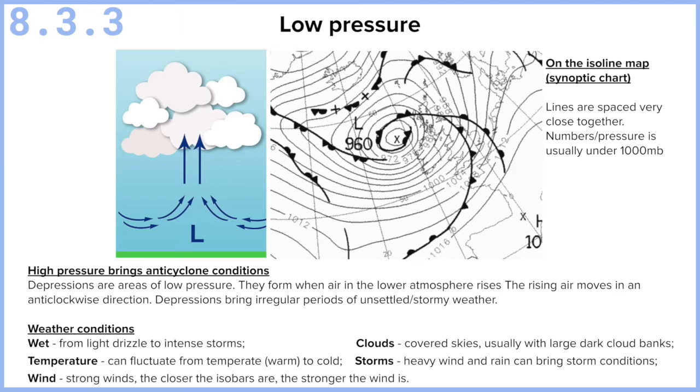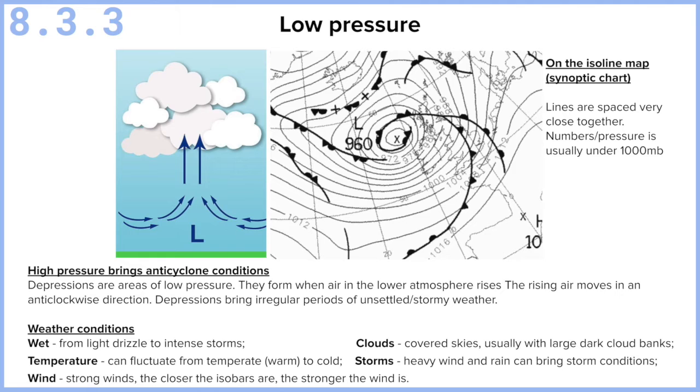Next, we have low pressure. So that's the opposite of what we've been seeing in high pressure. So low pressure, we also call depressions. So the good way to remember this is if you're feeling depressed, you might feel down, you might feel rain and clouds. That's the sort of weather conditions we would get with a depression.